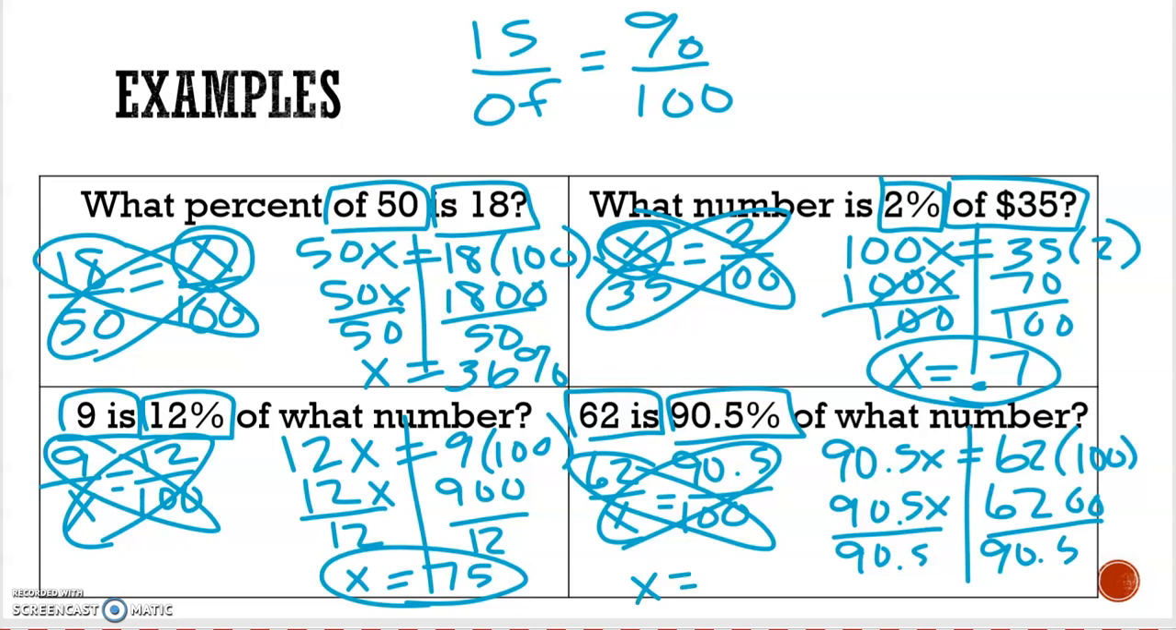So give me some space over here. 6200 divided by 90.5 is 68.5. Okay, so just double check. There should not be a percent sign on this one because the x is not in the percent location.